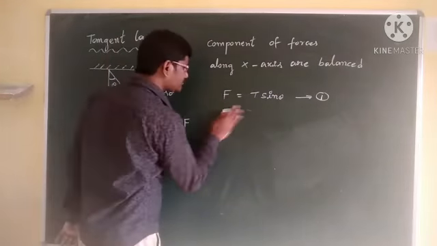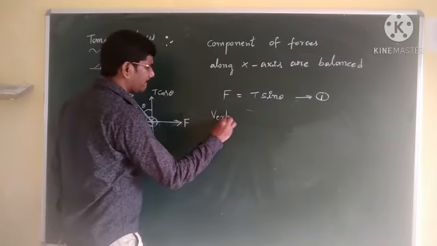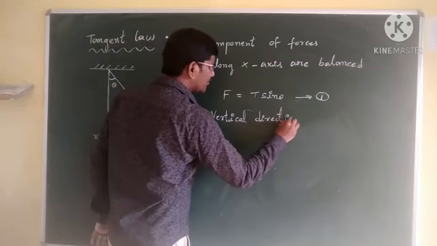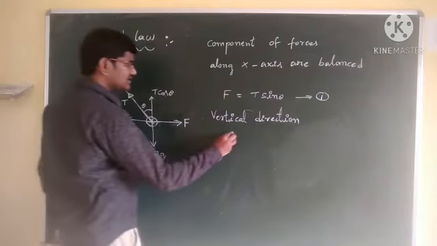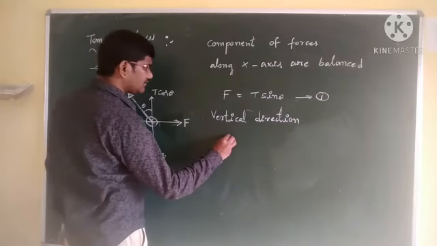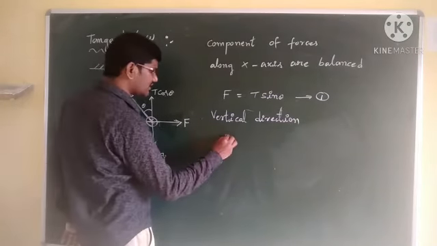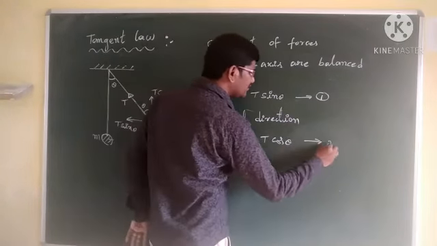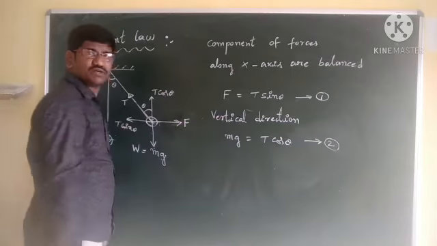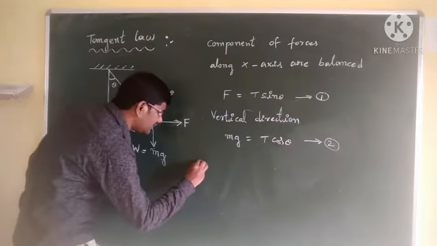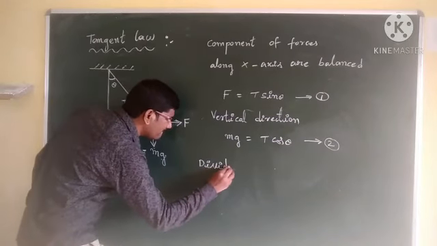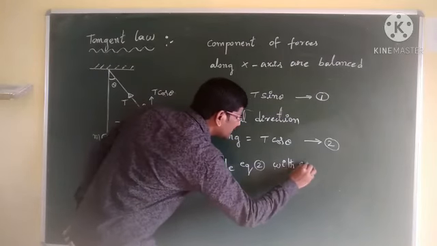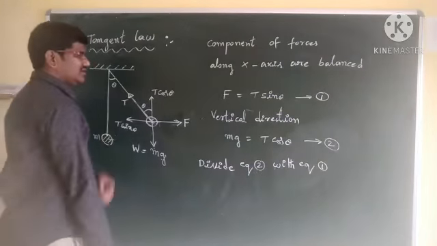See students, vertical direction. So in the vertical direction we are writing the forces. T cos theta is equal to mg. So mg is balanced by T cos theta. So mg is equal to T into cos theta. Equation number 2. Now dividing equation 2 with equation 1, what will you get, you see students?